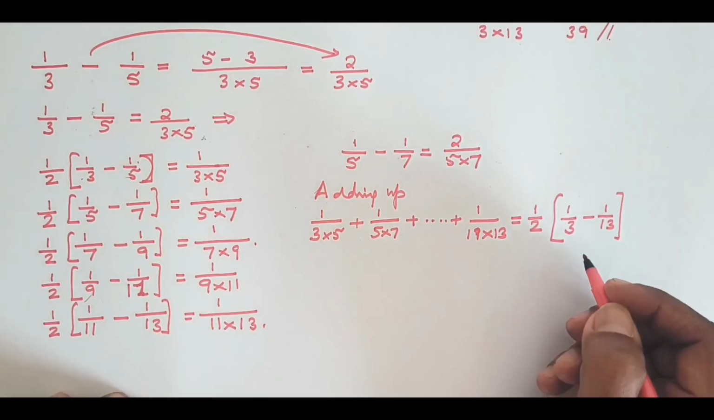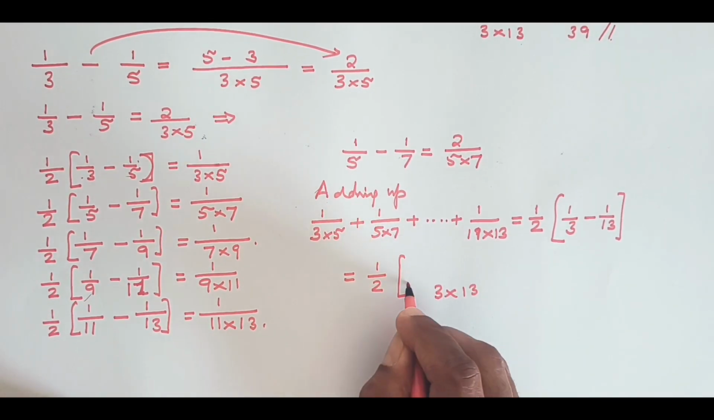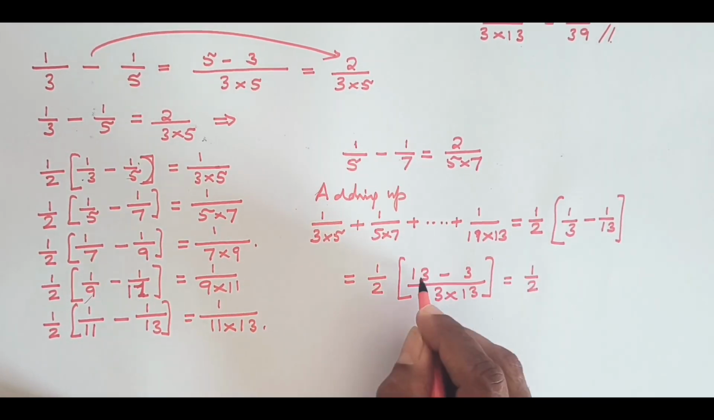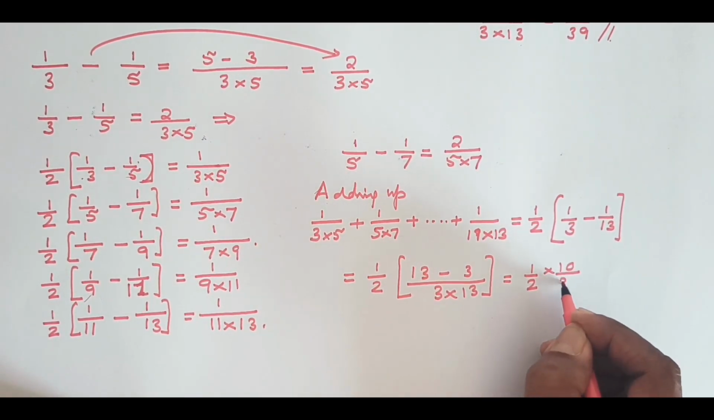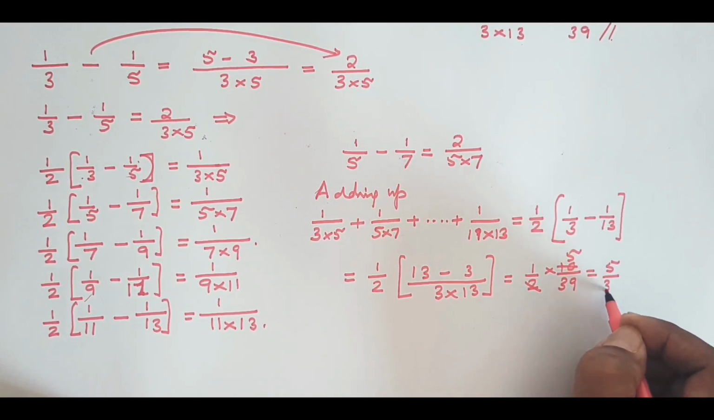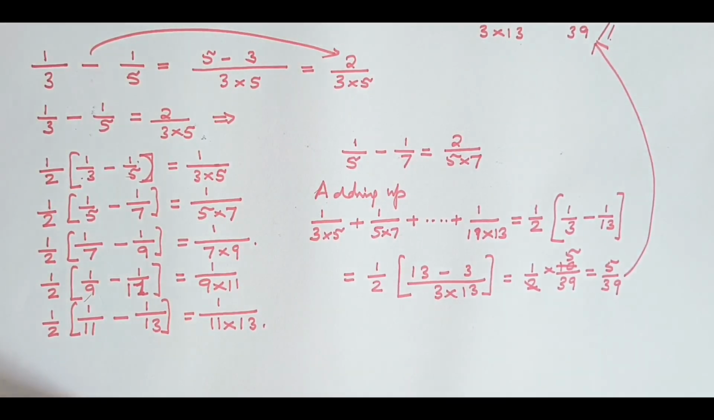Let me simplify this again. 1 over 2, 3 multiplied by 13, cross multiplying 13, 3. 13 minus 3, 10. Denominator 39. This goes 5 times, 5 divided by 39. This is the answer we had in the shortcut.